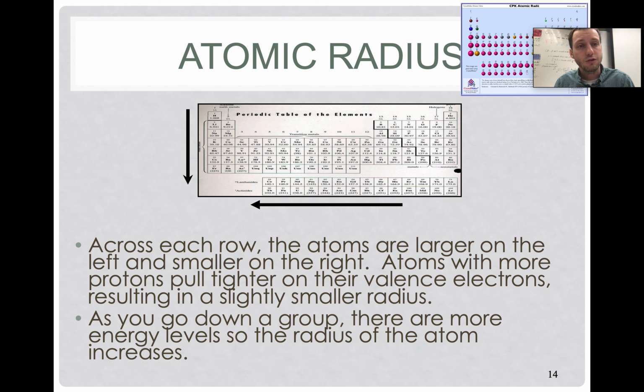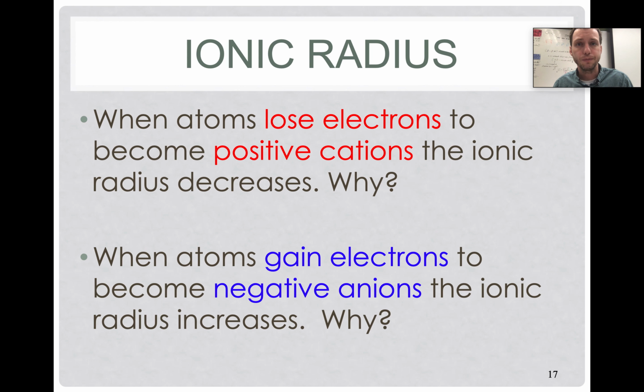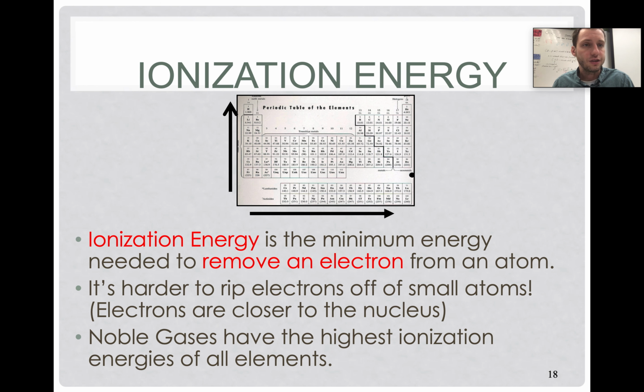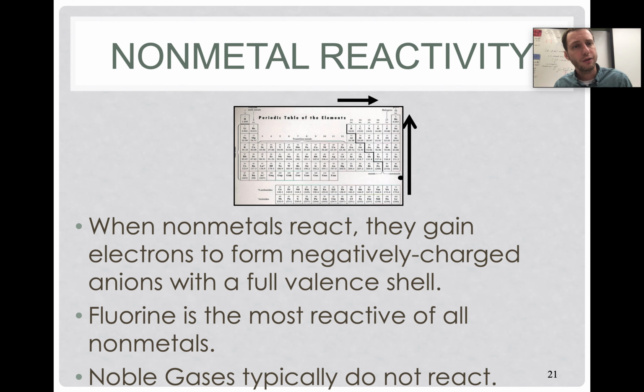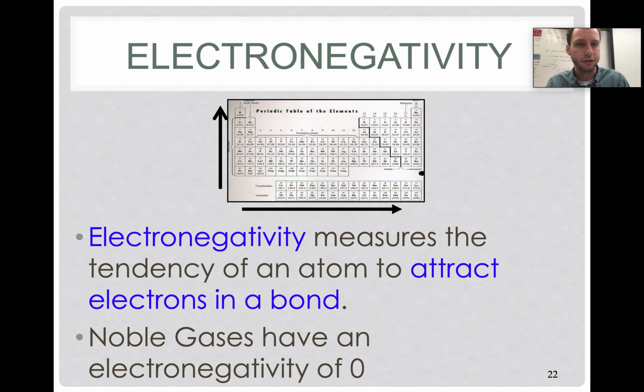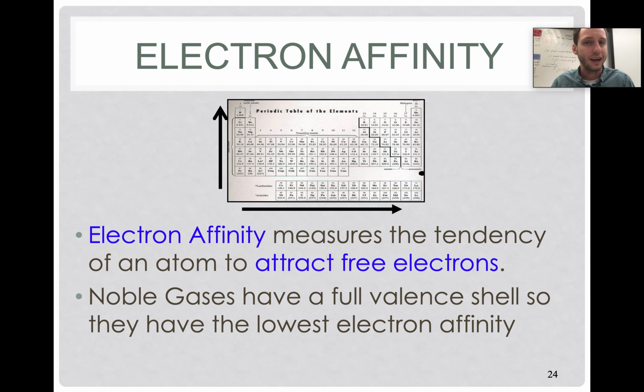So atomic radius increases as you go down to the left towards francium. Ionization energy increases as you go up and to the right towards helium. Metal reactivity increases as you go down to the left towards francium. Nonmetal reactivity, up and to the right towards fluorine. Don't count the noble gases. Electronegativity, same thing, towards fluorine. Don't count the noble gases. And electron affinity, same thing, up and to the right towards fluorine. Don't count the noble gases.